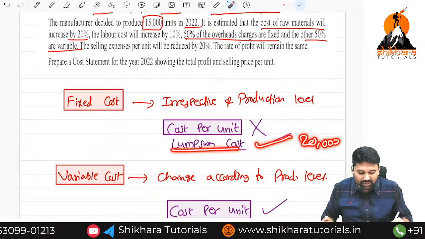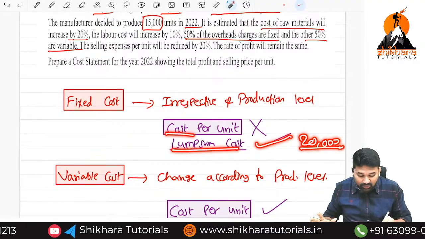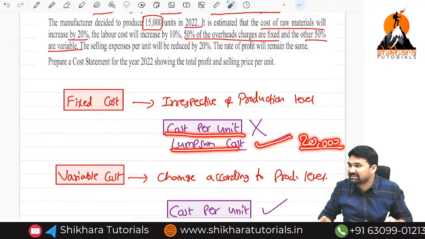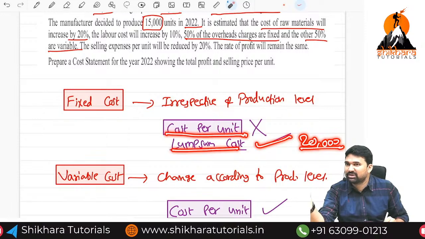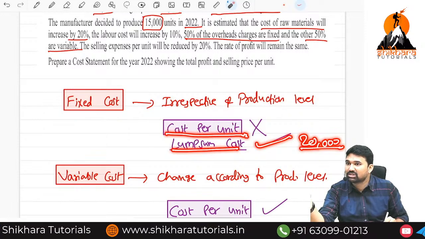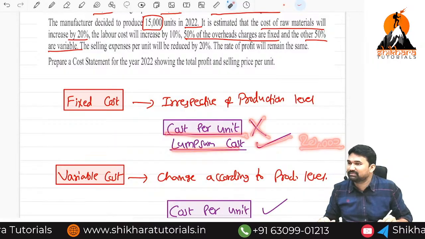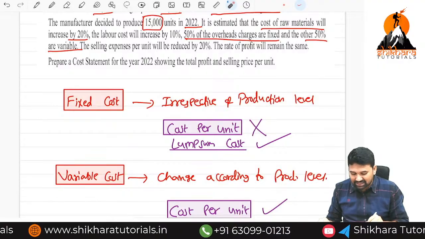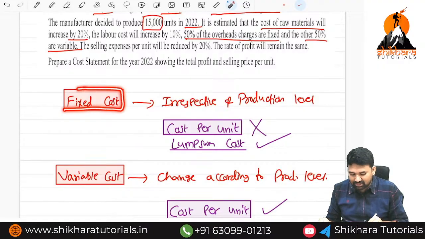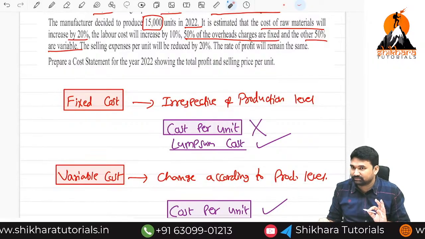20,000 is fixed. Clear? 20,000 is fixed, but cost per unit is always changing. First month, cost per unit 20,000. Second month, cost per unit 10,000. Third month, cost per unit 5,000. So cost per unit is always changing. It is not fixed. It is changing. So this is the nature of fixed cost, the nature of cost.